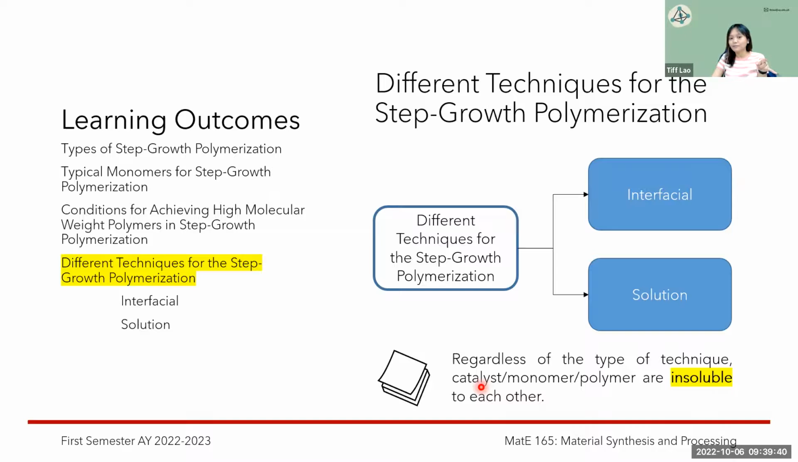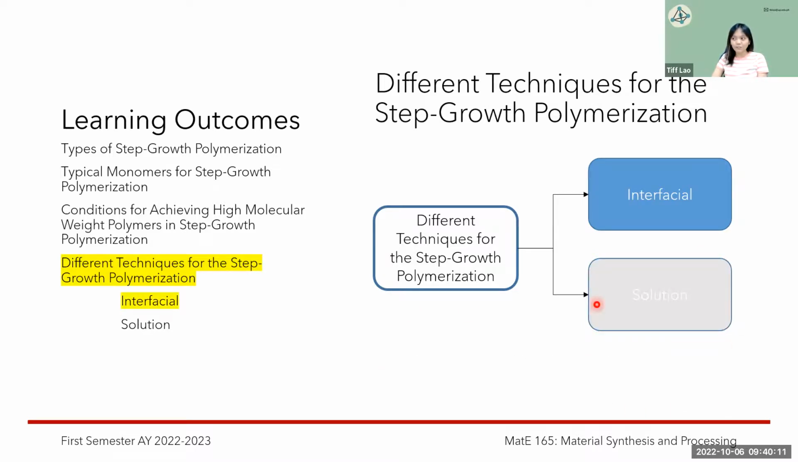Gets? Kaya magtatanong kayo, ma'am, paano sila nagre-react kung insoluble sila with each other, lalo na yung catalyst at saka monomer? May tinatawag tayo na solvent. Yung solvent, tawag siya, common friend. Okay, pakialala nito ha.